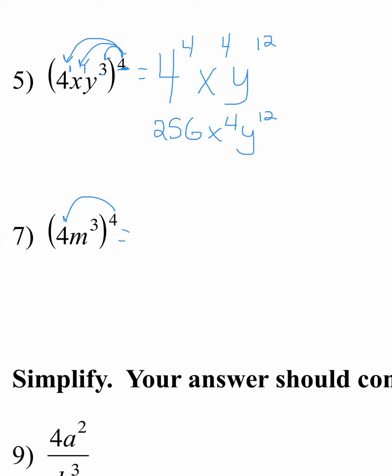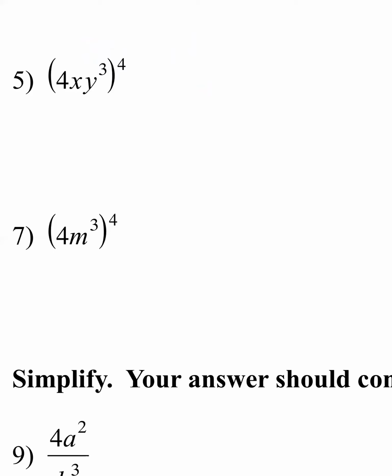Okay, so 7, let's see, same thing. I'm going to give everybody that exponent. So that's going to be 4 to the 4th, m to the 12th. And then we just said 4 to the 4th was 256. Okay, so there is your power property.